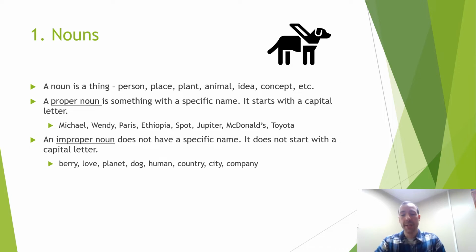An improper noun is much more general. It does not have a specific name. It does not start with a capital letter. These are just things like dog, human, country, city, company. No capital letter. We call that an improper noun.